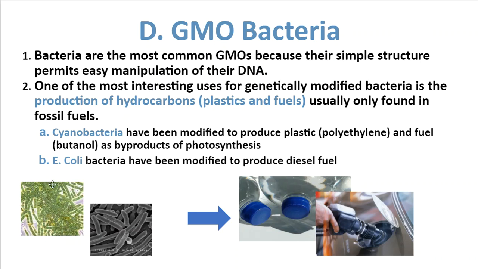On this side, this is cyanobacteria, and this is E. coli. Cyanobacteria is kind of a blue-green algae, and it's been modified to produce plastic, polyethylene, and fuel, butanol, as byproducts of photosynthesis. So during photosynthesis, instead of just making sugar and oxygen, it's also making polyethylene and butanol. E. coli, which is this one right here, can actually make you very sick, but it has been modified to produce diesel fuel. Okay, so some interesting uses.